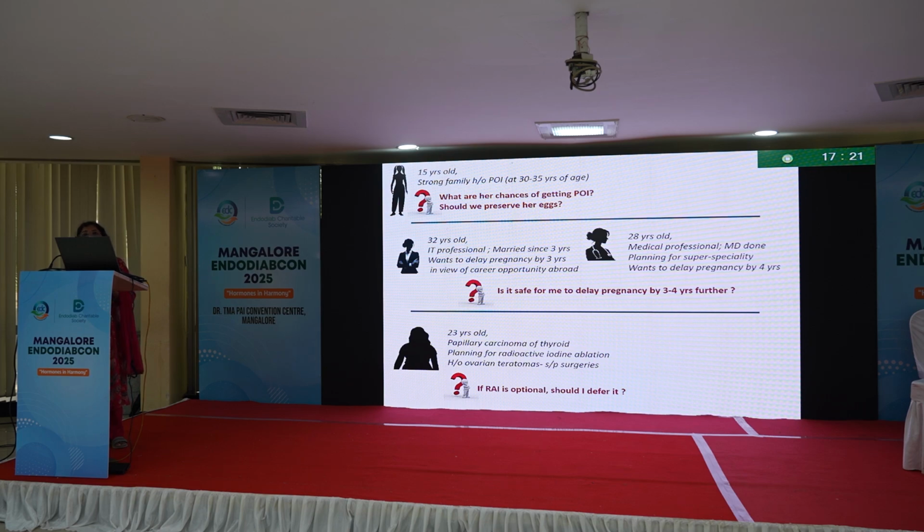And more common is our medical professional. MD has been done, DM has been planned, 1 year for getting into it, 3 to 4 years for getting done. So can the pregnancy be delayed by 3 to 4 years? So how do we answer those questions? Can AMH help there? And this last patient, 23 years old, she was my patient, papillary carcinoma of thyroid, underwent surgery. Now she is planned for radioactive iodine ablation.